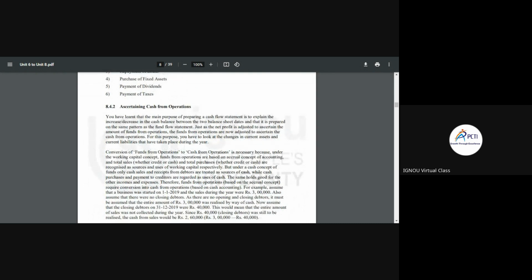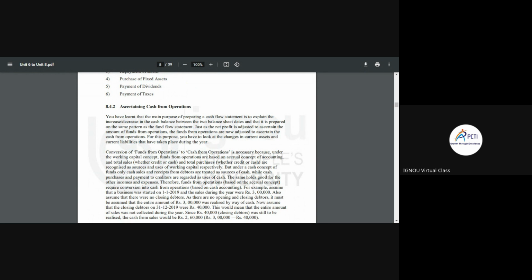Next one is how we can ascertain cash from operations. The main purpose of preparing a cash flow statement is to explain the increase or decrease in the cash balance between the two balance sheet dates, and it is prepared in the same pattern as we prepared the fund flow statement. In the fund flow statement, basically we have two columns. One is for sources of fund and one is application of fund.